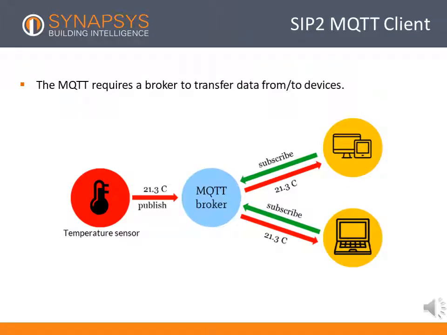MQTT requires a broker as a central hub for communications. This works as a server device, accepting connections from and passing data between clients, like the SIP2. The SIP2 can act as both a publisher or a subscriber device in the diagram provided, meaning it could send data to a broker or it could receive data back. Examples of MQTT brokers are Amazon Web Services, Google IoT Cloud, and Microsoft Azure.